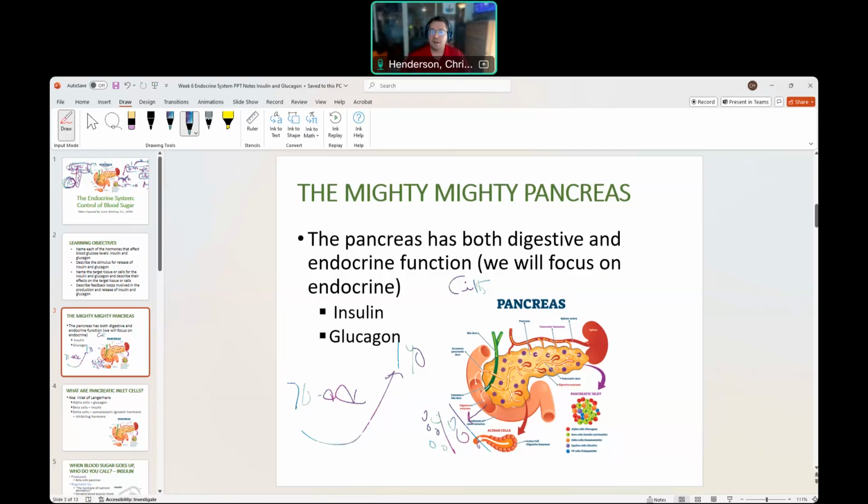Or it tells your body to start putting stuff away. It says, put the sugar into the cells. Take those amino acids, start making proteins inside of a cell with that. Take those fats, start making triglycerides with them. Go store those in the fat cells. That's what insulin does.